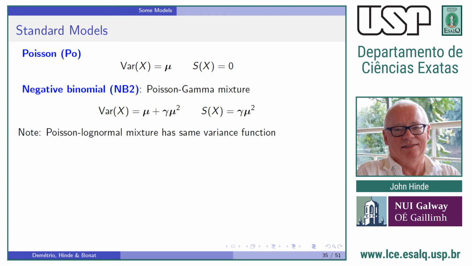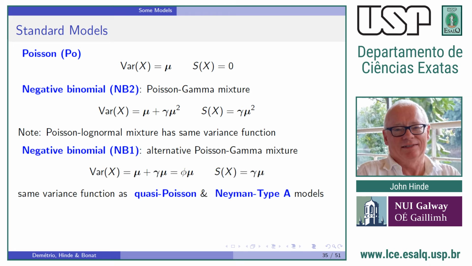The negative binomial model, what happens? We had a quadratic variance function. So S, the excess variability, is gamma mu squared. And if you did a Poisson log normal or other things, they all have the same sort of variance.